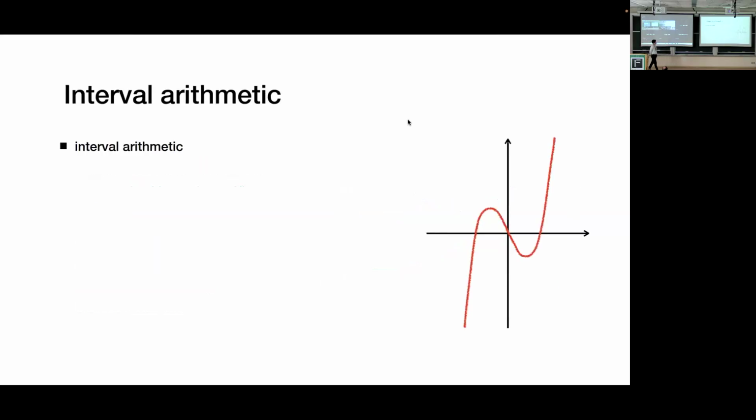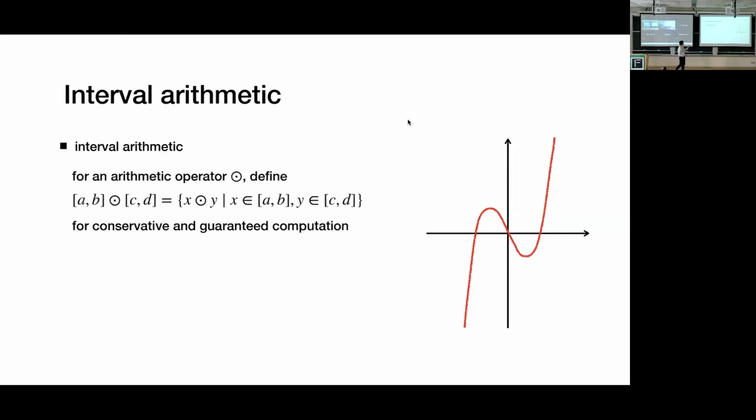But in order to do this, I want to introduce interval arithmetic. This interval is really a closed interval that you learn from the calculus class, like a univariate function defined on a closed interval. What I want to do is introduce arithmetic operators between intervals, so that you can add, multiply, subtract, and divide intervals. Why do we do this? I want to conduct conservative and guaranteed computation using this.